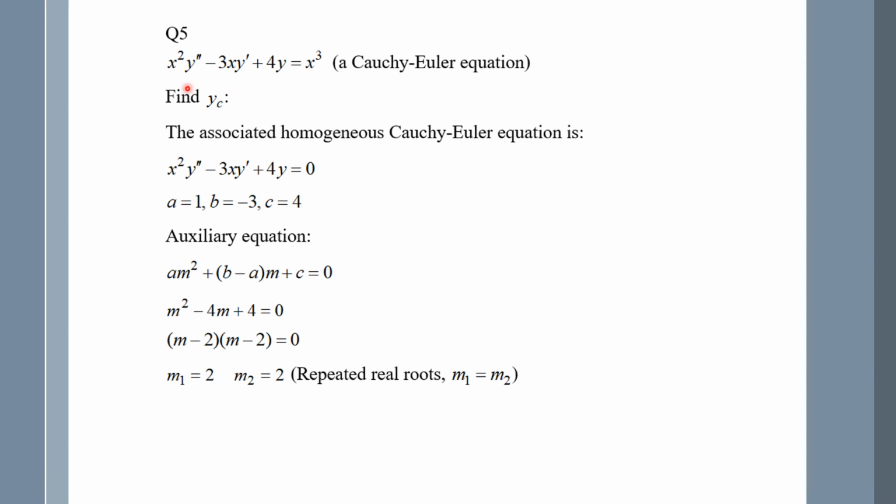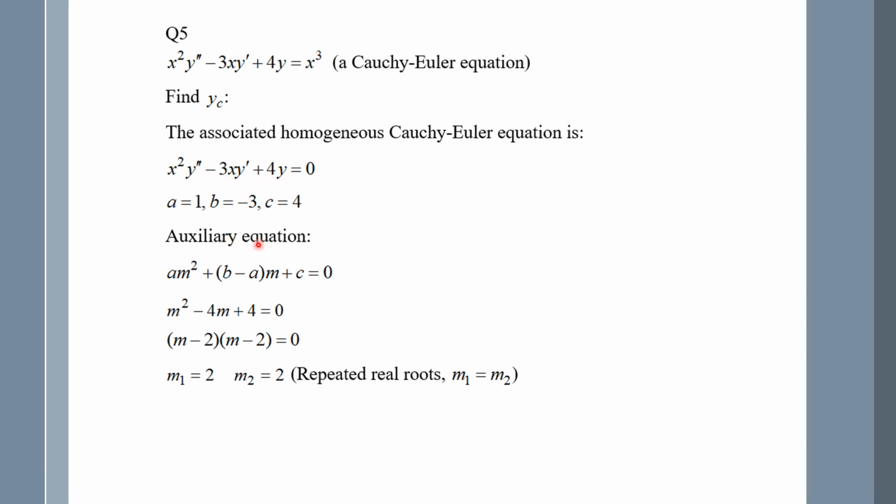Here's another problem. x squared y double prime minus 3xy prime plus 4y equals x cubed. So this is a non-homogeneous second order Cauchy-Euler equation. To solve this, we shall start by finding the yc. To get the yc, we shall change g(x) to equal 0. So now we are getting the associated homogeneous Cauchy-Euler equation.